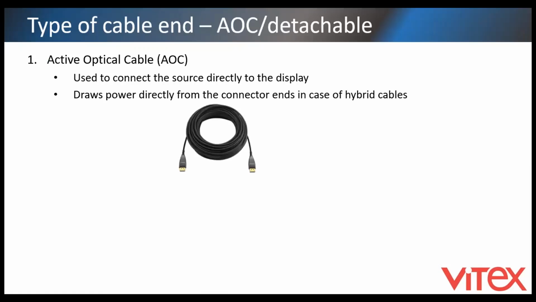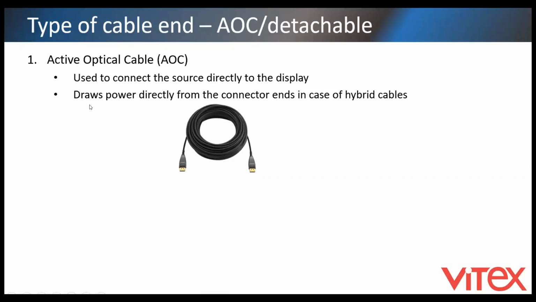The next parameter is the type of cable end, whether it's AOC, that is active optical cable, or a detachable type. So the active optical cable is used to connect the source directly to the display. Basically, it's a plug and play type device. You just insert one end of the cable into your source and the other end into your display.